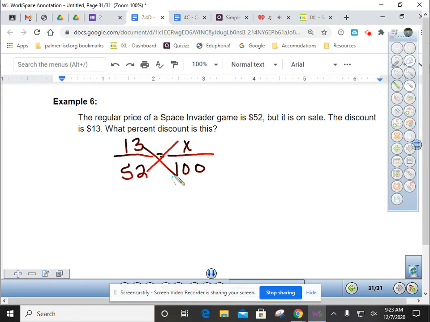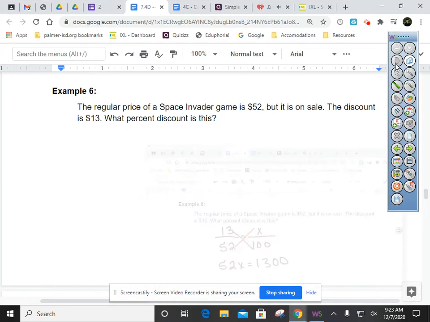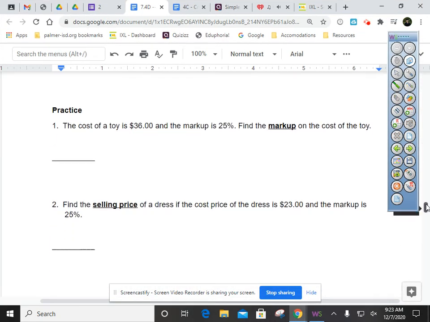Yes. So what's our equation? 52x equals 1,300. I'm not going to make you divide that out. Is everybody with me? Are we all good? All right, look at the practice.